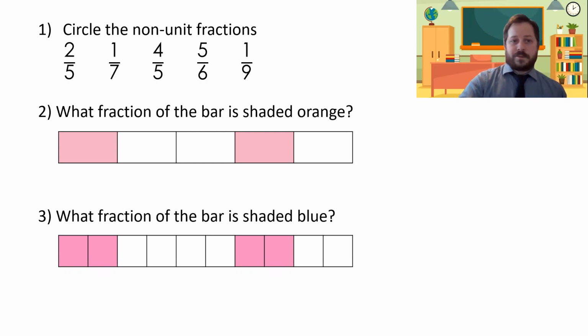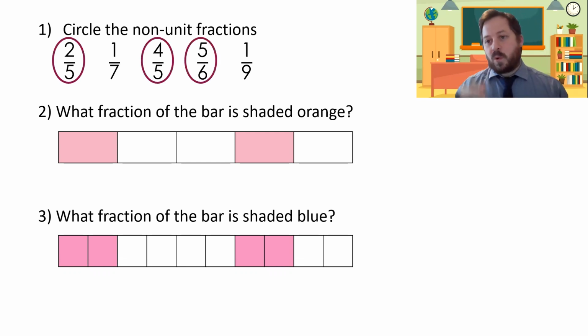Okay, so our answers. The non-unit fractions are any one where the numerator isn't 1. Remember, a unit fraction is a fraction that has the numerator of 1, whereas non-unit fractions have the numerator of any other number but 1. So in this case, 2/5, 4/5, and 5/6 are all non-unit fractions, whereas 1/7 and 1/9 are unit fractions.